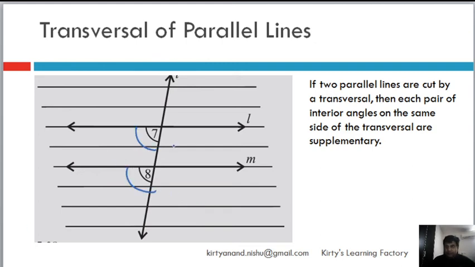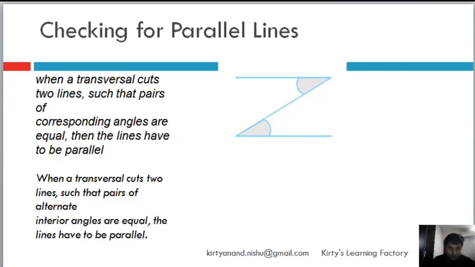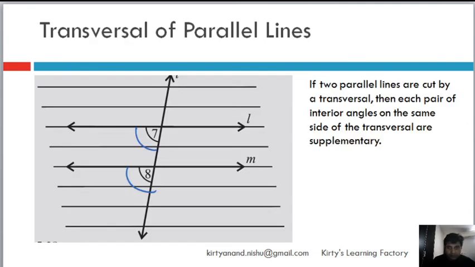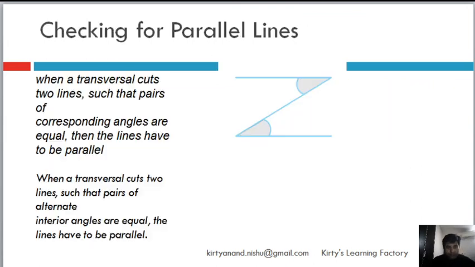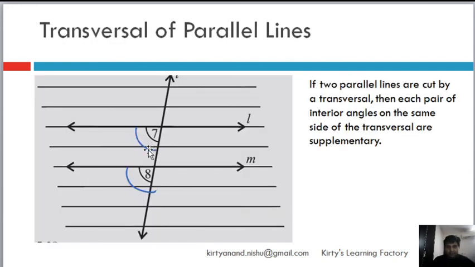Okay, have we done that? Oh yeah, we've done this. I'm sorry. This basically says that angle 7 is equal to angle 8. These are corresponding angles, therefore they are equal.